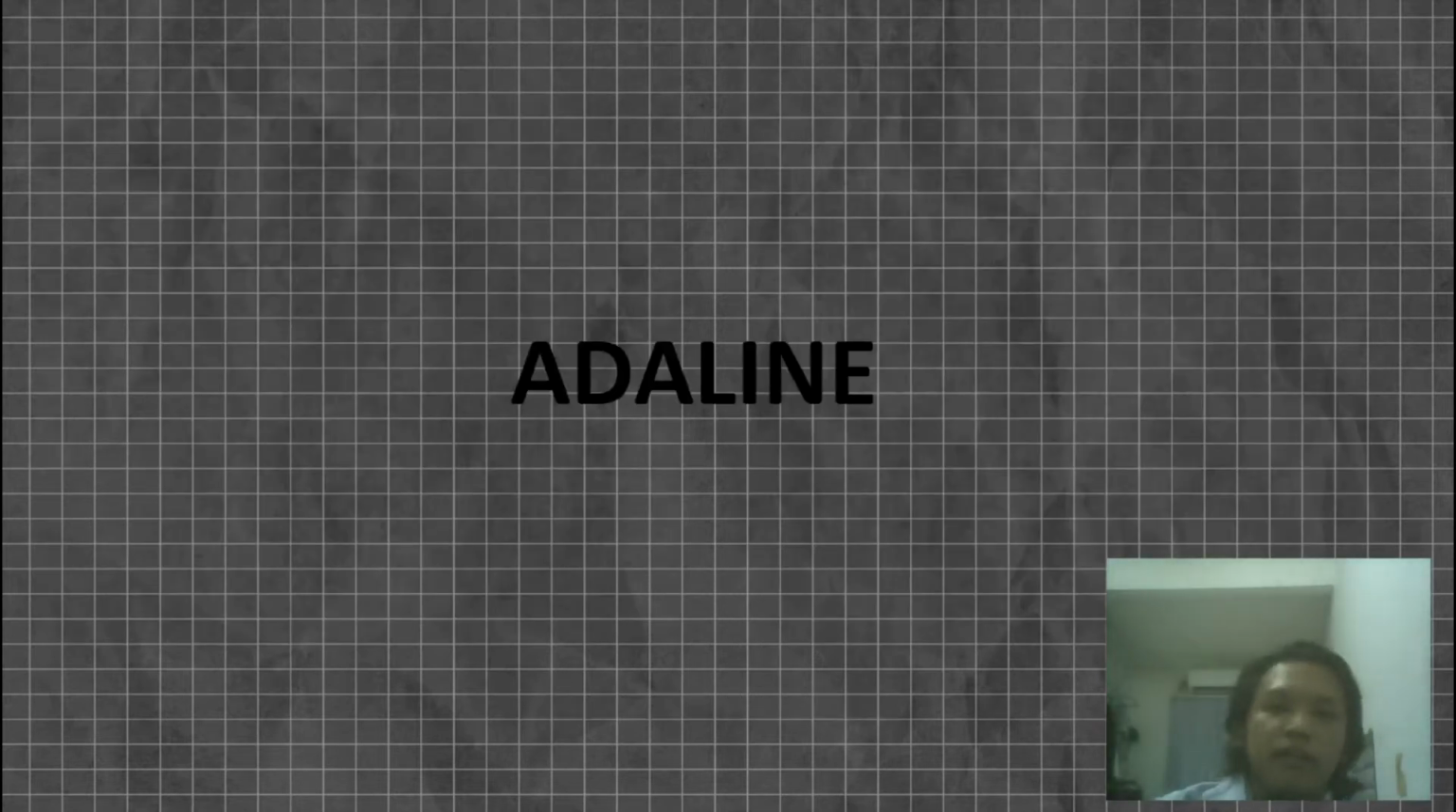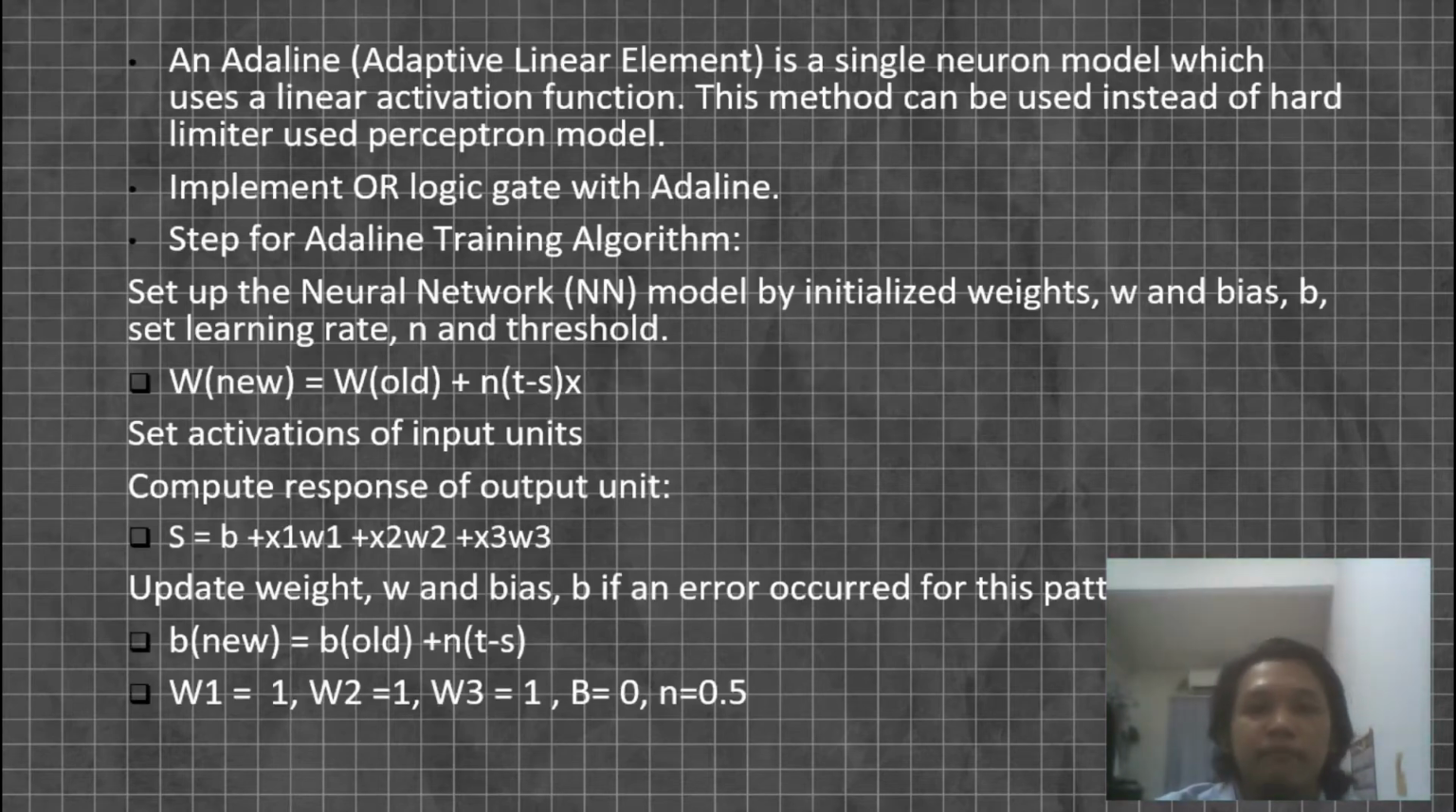Okay, now I will talk about the Adaline training program. An Adaline is a single neural model which uses a linear activation function. This method can be used instead of the hard limiter used by the perceptron model or Hebbian model. The second point is implementing the OR logic gate with Adaline. And then the next part is the steps for the Adaline training algorithm.